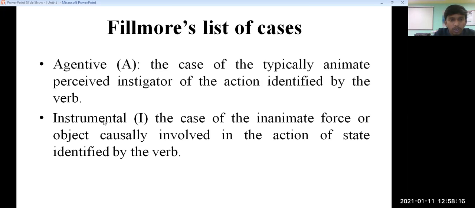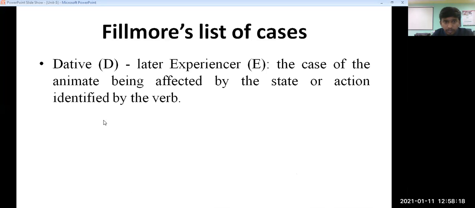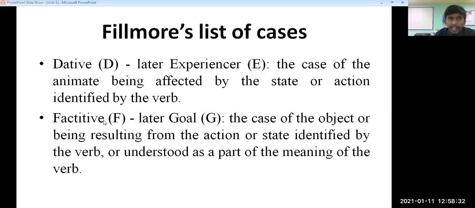The next one is dative, which we could represent with D, or we call it the experiencer. It is the case of the animate being affected by the state or action identified by the verb. And the next one is factive, or the resulting goal: the case of the object or being resulting from the action or state identified by the verb. That is, whenever an action is performed, something will happen with respect to it, so it is understood as a part of the meaning of the verb.